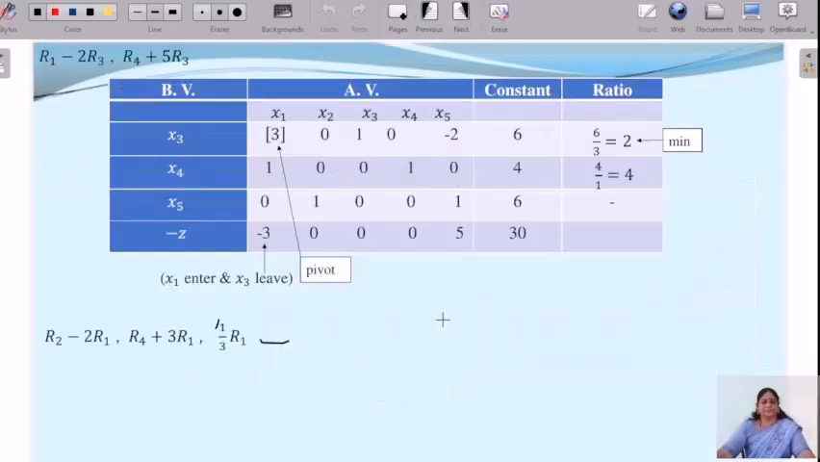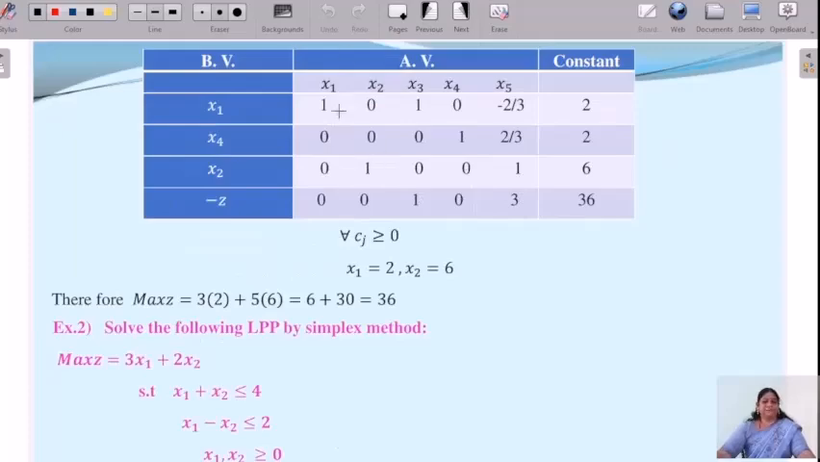See, this is the pivot element. Make this pivot element a unity, and the corresponding elements equal to 0. Therefore your x1 is 2, x2 is 6, and our objective function maximize z equal to 3 into 2 plus 5 into 6, because it is 3x1 plus 5x2, which is 36.